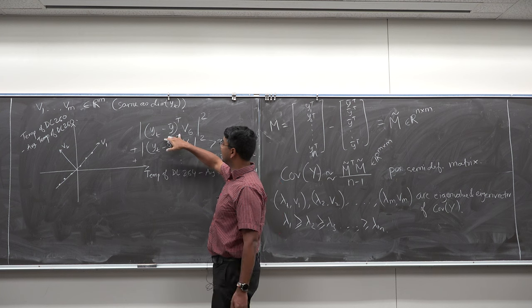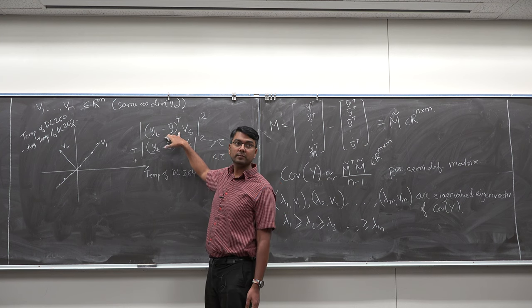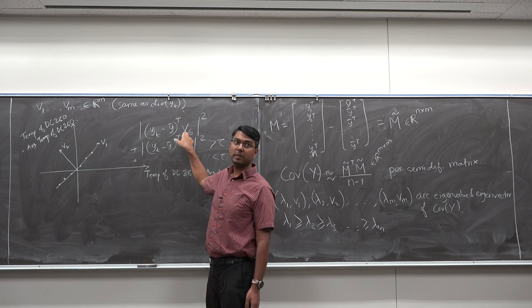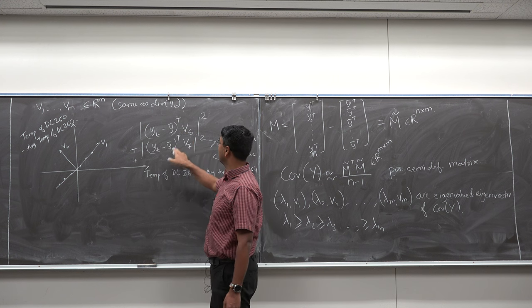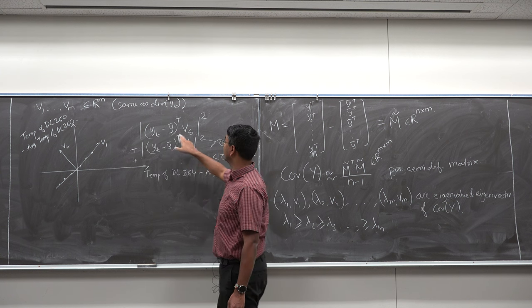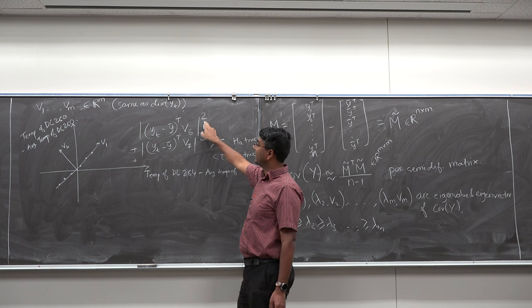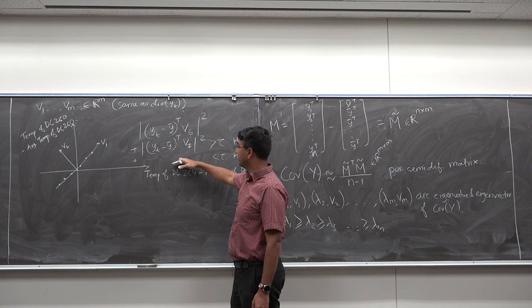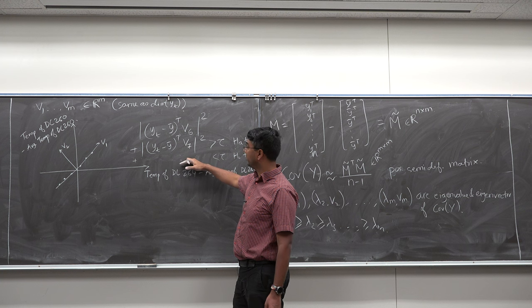Do you think computing this is an easy operation? This is a 10,000 dimensional vector. You subtract the mean, you transpose it and multiply it by V6. The same thing you do for V7 and so on. Do you think this is an easy operation? I think it's a very easy operation. Do you think squaring it is an easy operation? Very easy. Adding it all up is an easy operation? Yes, it is.